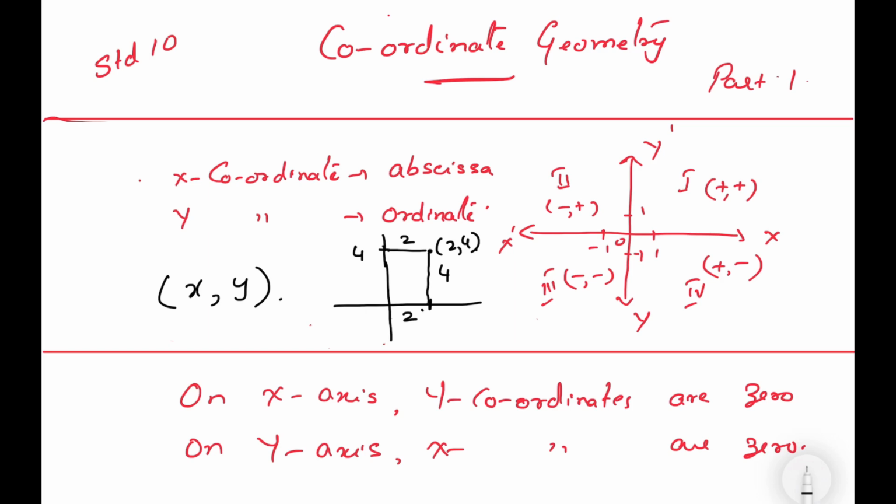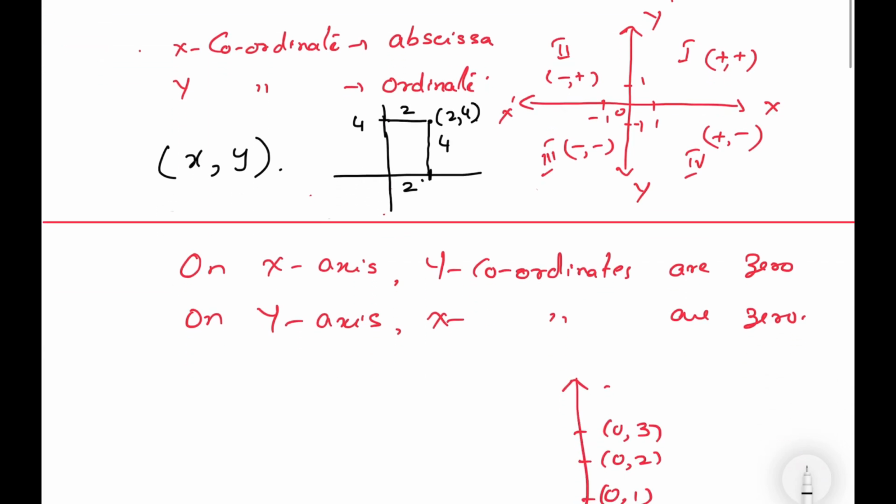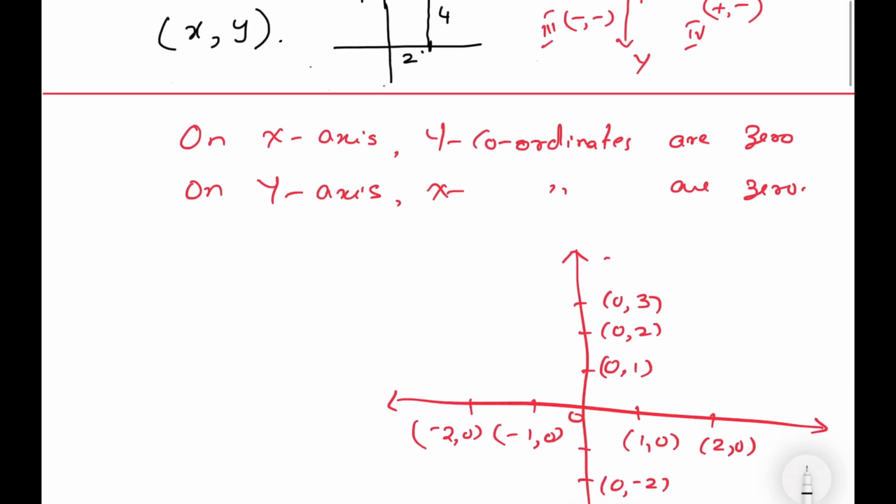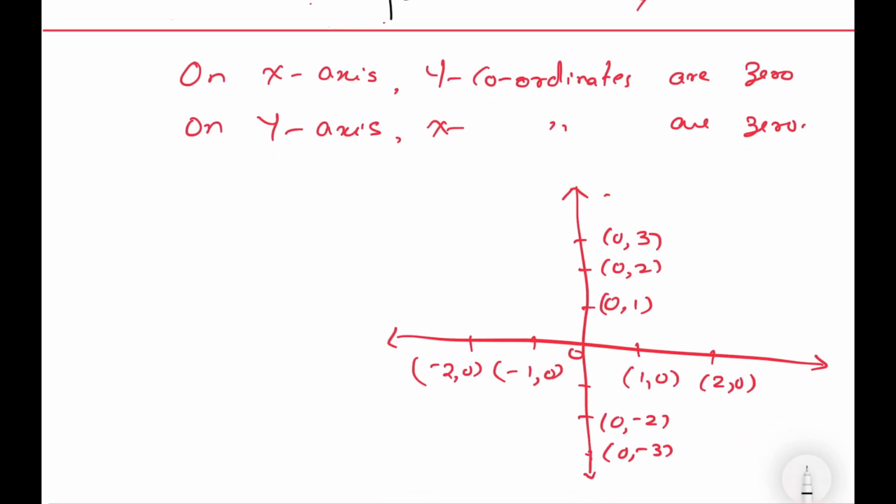And in the first quadrant all the points are positive. In the second quadrant it is negative, positive. Third, negative, negative, and fourth is positive, negative. Hope you all know about this.